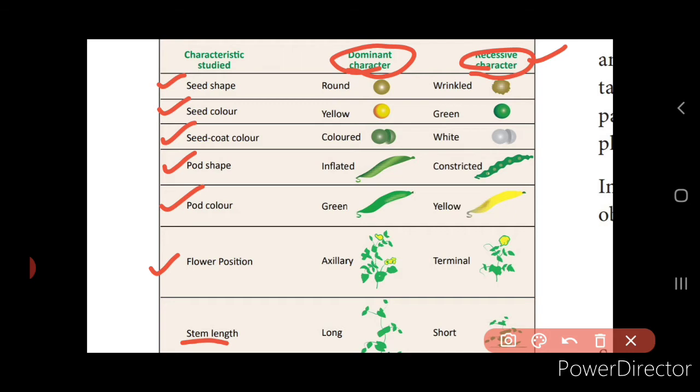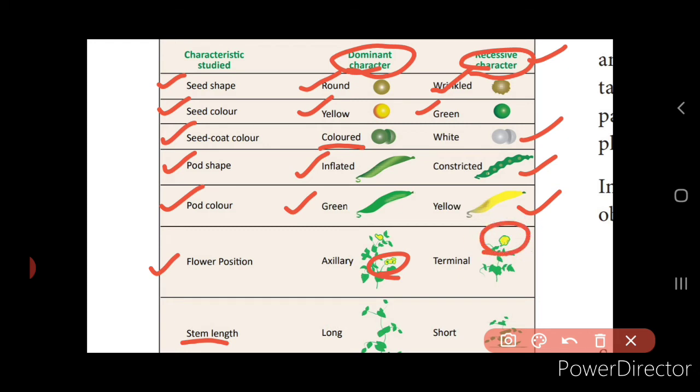Here the dominant character is the round, perfect round seed, and the wrinkled seed is the recessive character. Yellow and green: green will be the recessive character and yellow seed will be the dominant character. Seed coat, if you see, will be a colored one, and here it is white in color. Pod shape, that is the outer cover of the seed, will be an inflated one, and here you can see the constriction of the pod shape, right? And here pod color will be green, that is the dominant character, and yellow will be the recessive character. Here you can see the axial flower positions, right?